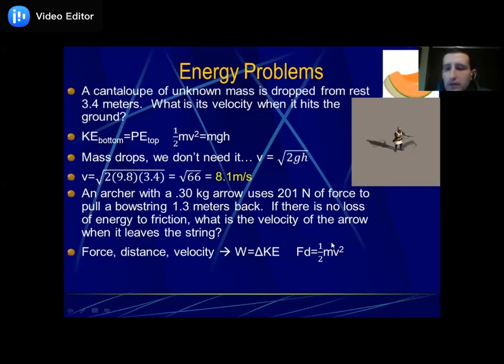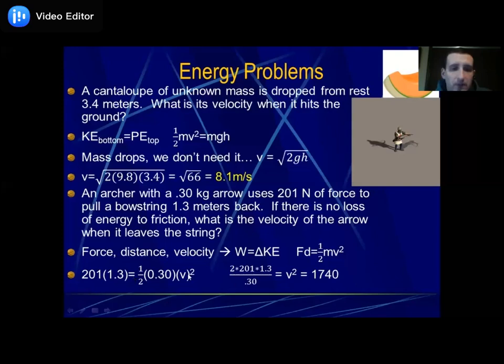But again, there's 4 variables. We've been told 3 of the 4. We're supposed to solve for the unknown. And so a force of 201 newtons times a bowstring distance of 1.3 meters. And this is not the length of the bowstring, this is the distance the bowstring is going to move when he lets go of the string before it stops pushing the arrow. FD equals 1/2 mv squared. So we take the 2 to the other side. We get 2 times F times D divided by the mass. And that gives us our v squared, which is 1740. We take the square root of that, we get 41.7 meters per second.